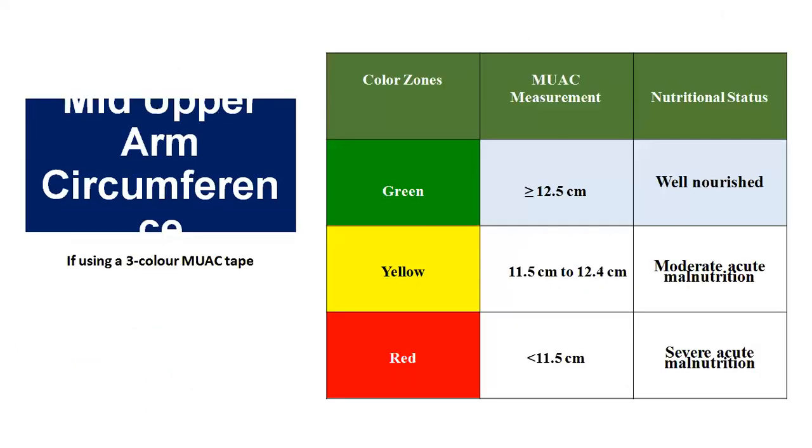So here it is given again, what I have just said. If it is the green zone, a well-nourished child, MUAC is more than 12.5. If it is yellow, it is moderate acute malnutrition, MUAC between 11.5 to 12.4. And less than 11.5, we have the red zone, or severe acute malnutrition.